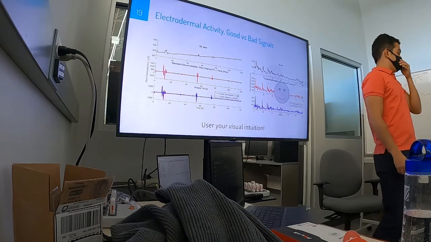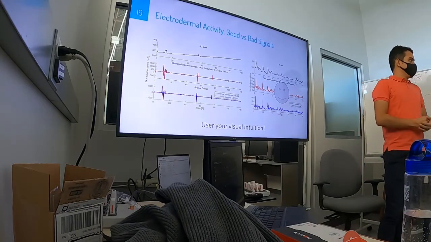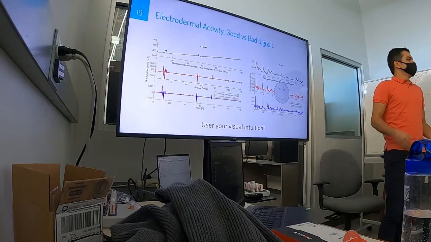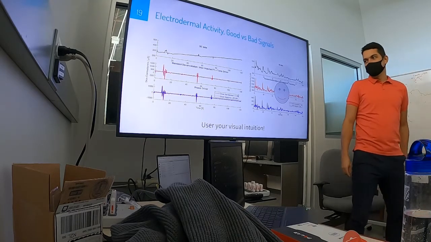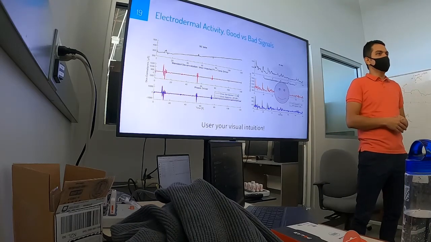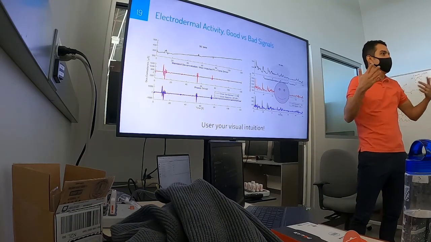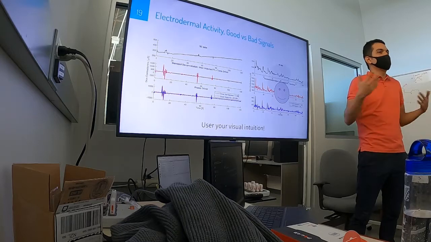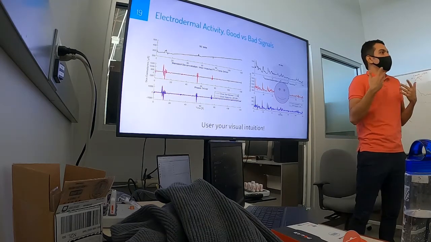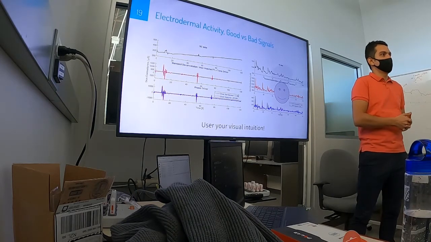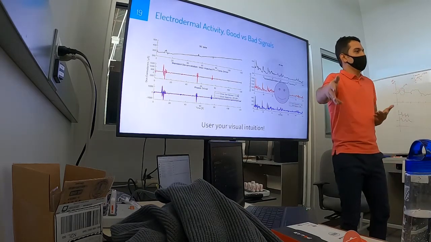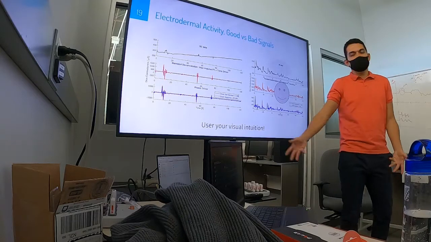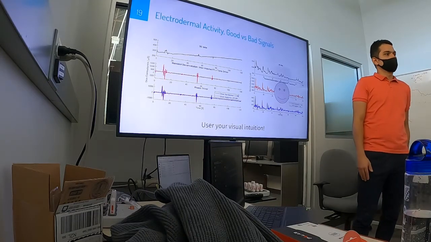So you ask how many years you need to be working to develop visual intuition. It takes some time to develop, but more than the years it's the frequency: how many signals are you processing, how many experiments are you doing per year, how many participants are you involving in those experiments, and how deep are you navigating after the data analysis. You will develop some visual intuition.